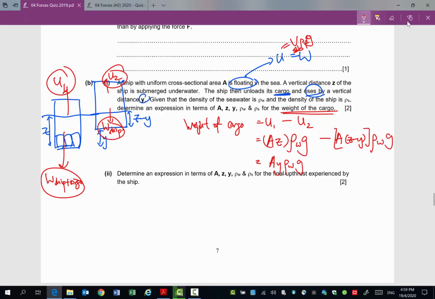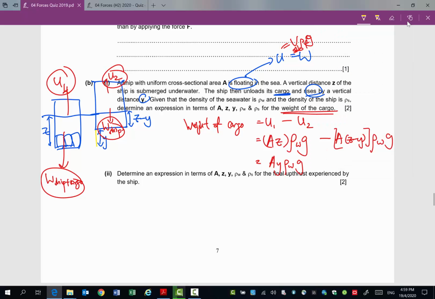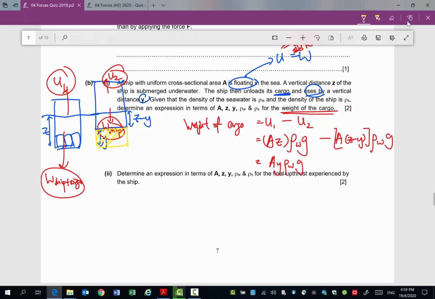The other way you can think about it is that the weight of the cargo should be equal to the upthrust that is no longer displaced by the volume. Because after releasing the cargo, the ship rose by a distance of y, so this amount of water is no longer displaced by the ship. So the weight of the cargo should also be equal to the weight of the water that is no longer displaced, and you should get the same final answer: A Y rho W times g.